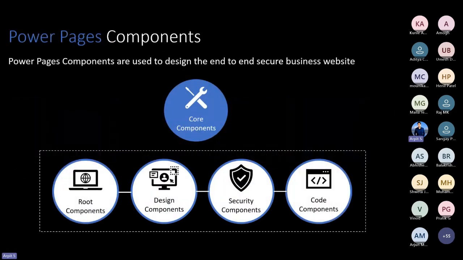If I talk about the components, I will quickly go through all the slides because I would rather recommend you directly check the demos for all the components. But just take a quick understanding: the whole components of Power Pages are grouped into five components. The first is core components, the second is root components, then design components, security, and the code components.